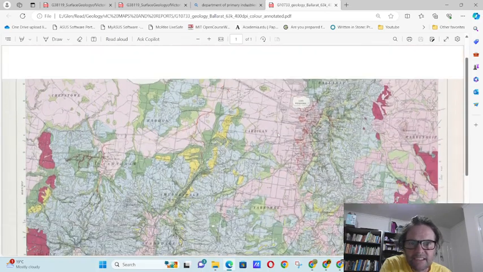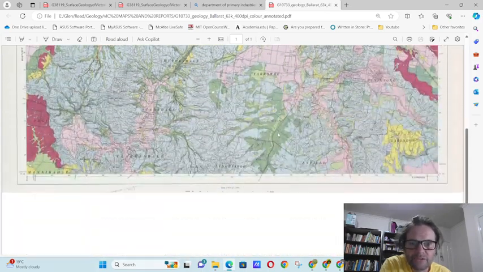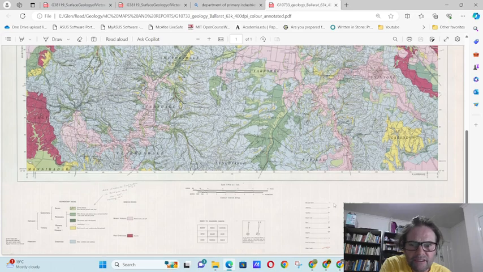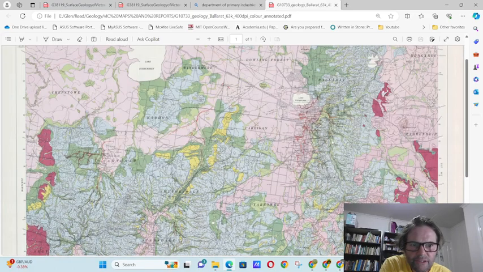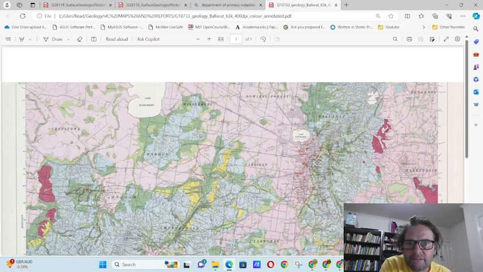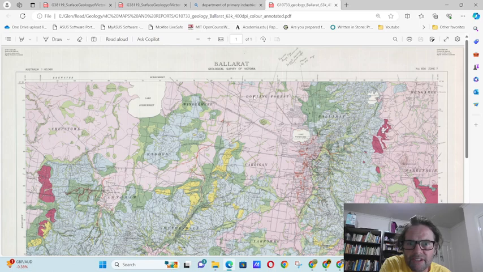And this one sort of corresponds, but so we've got Ballarat Skipton. We've got Ballarat up here, and it goes to Skipton. But this one is just called the Ballarat Geological Map. And this one's probably in inches, 63,360, I'll say inches.